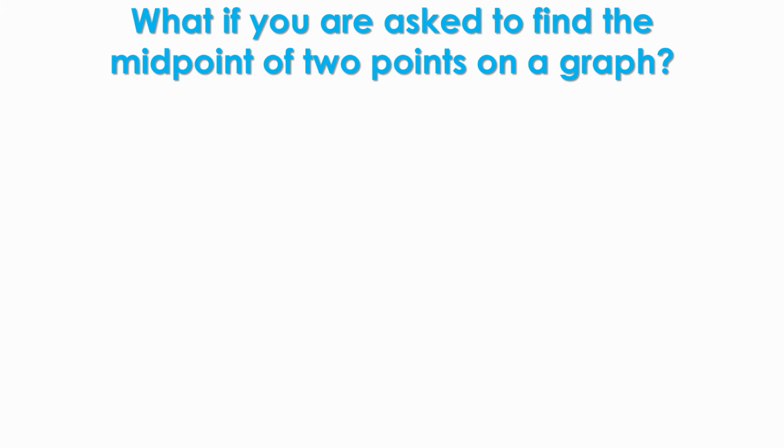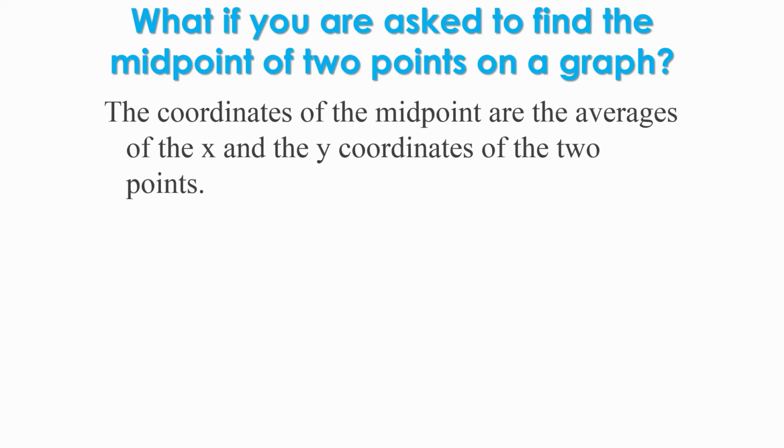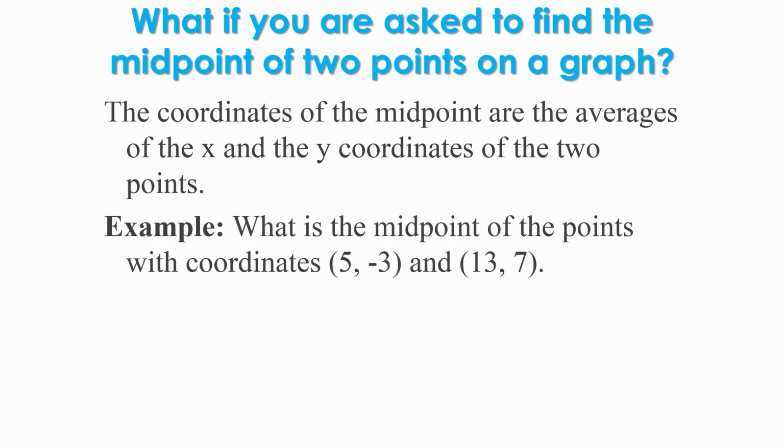One thing you might be asked is to find the midpoint of 2 points on a graph. This is the simplest thing to do. The coordinates of the midpoint are the averages of the x and y coordinates of the 2 points. Remember to observe the signs. Well, let's try a question. What is the midpoint of the points with coordinates (5, -3) and (13, 7)?